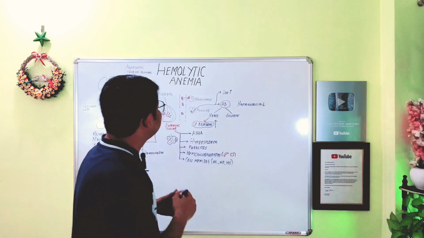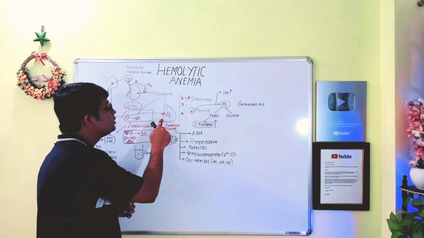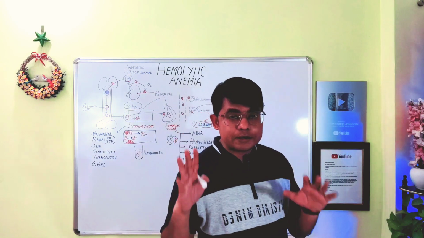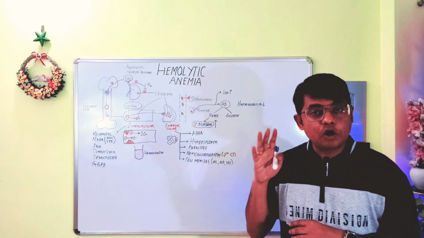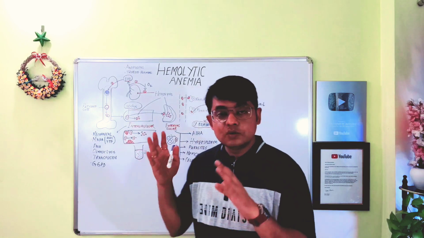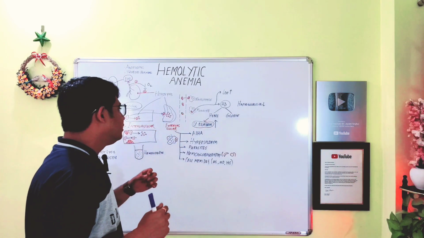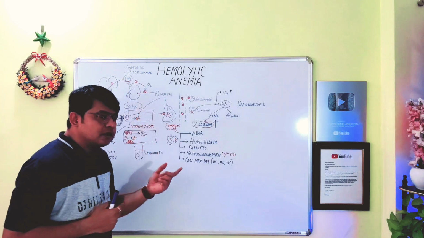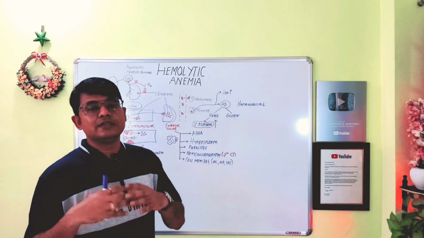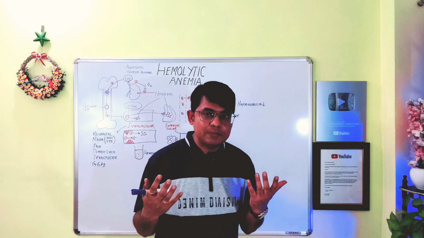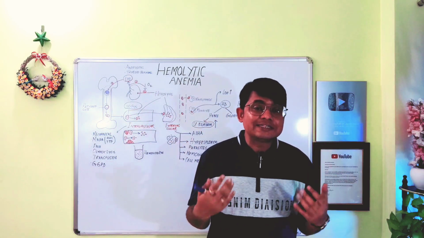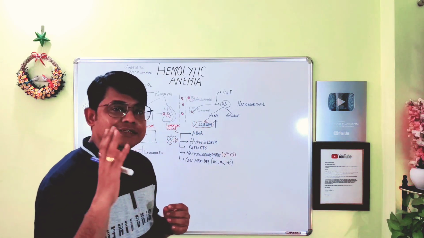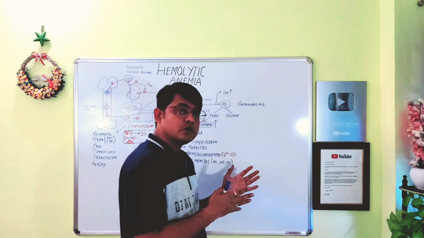Extravascular hemolysis means there is destruction of the RBCs within the reticuloendothelial system. That means there is destruction of RBCs within the spleen or liver, or organs which are involved in formation of the reticuloendothelial system. So in case of intravascular hemolysis, the lysis of RBC takes place within the blood vessels, and in case of extravascular hemolysis, the destruction of RBC takes place within the spleen or liver.